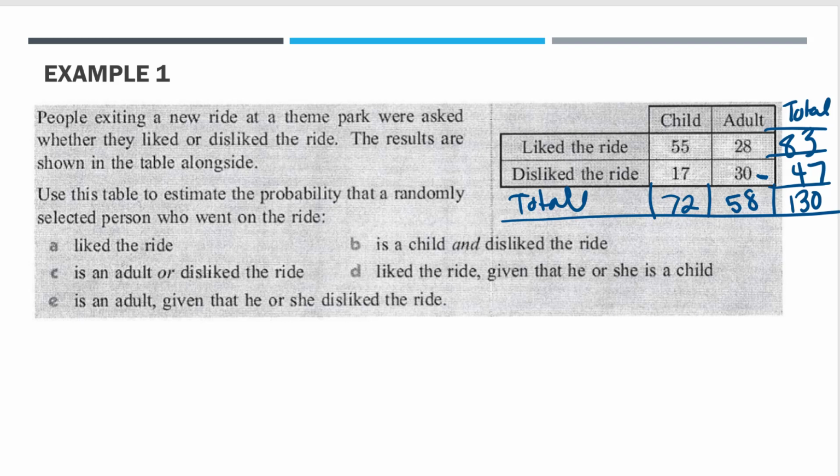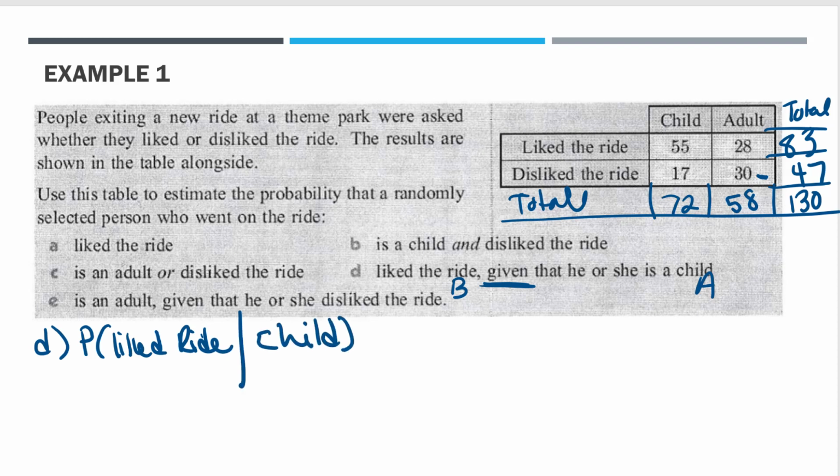Now let's look at D. What's the probability that we liked the ride given that he or she is a child? So now we have this given. You can think of it as event A is the fact that we know that this person is a child. That is our given. So event B will be the fact that they liked the ride. So the probability they liked the ride given that the person is a child.